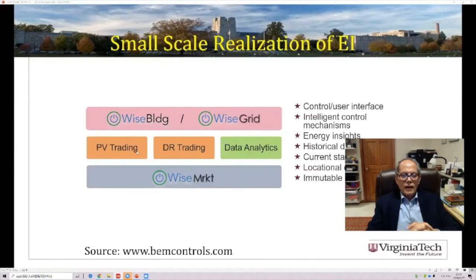Okay, now I'm giving an example of how it is going to work. So there are 3 components here. At the bottom, you see WISE MRKT. That stands for WISE Market. On the top, I have WISE Building. I have WISE Grid. 3 things. I'll explain to you in a few minutes after Zejia finishes the translation.